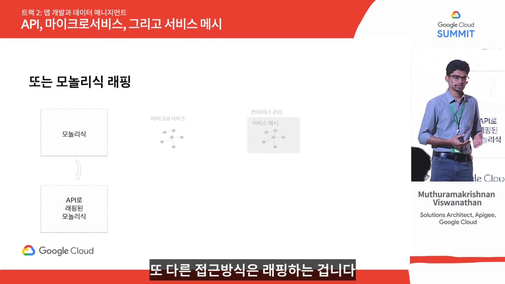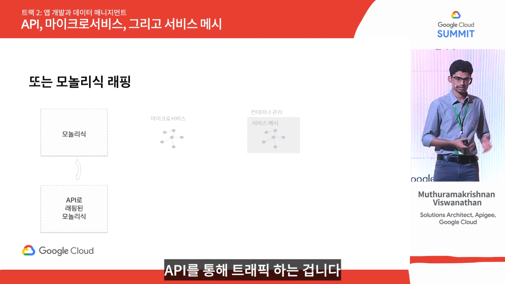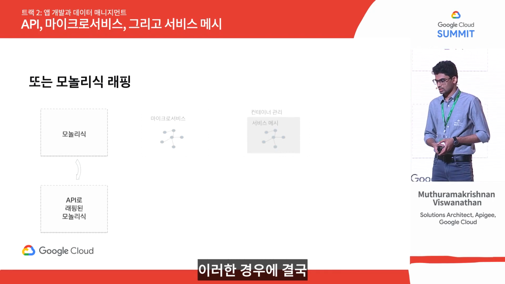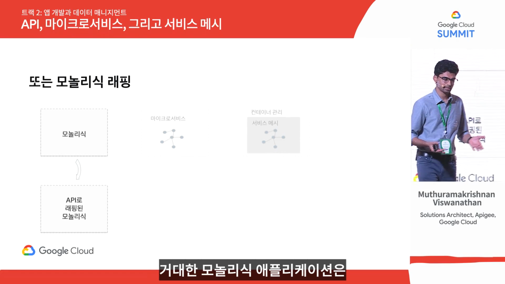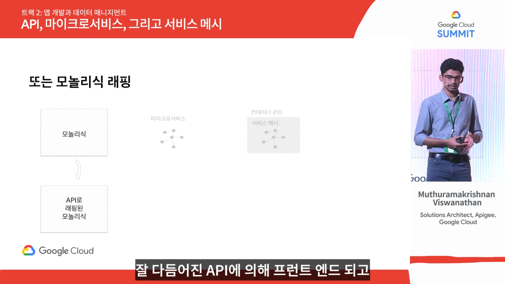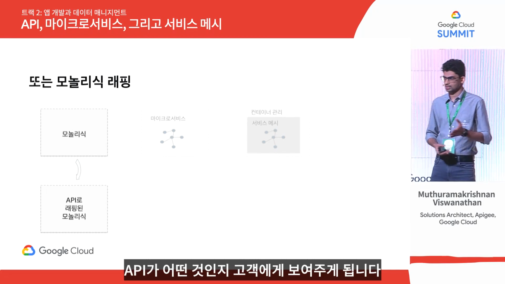There's also another approach that people take, which is to take the monolith itself and wrap it alongside an API. In this case, what you end up with is a huge monolith application fronted by multiple APIs that are fine-grained and exposed to customers who are accessing these APIs.